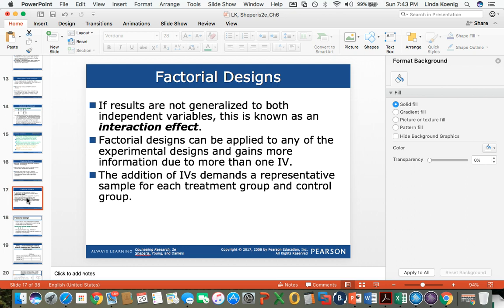If the results are not generalized to both independent variables, that's known as an interaction effect. It's the interaction effect that creates the outcome, not necessarily one independent variable or the other. So factorial designs can be applied to any of the experimental designs, and it gains more information because we're looking at more than one independent variable. The addition of other independent variables demands a representative sample for each treatment group and each control group.